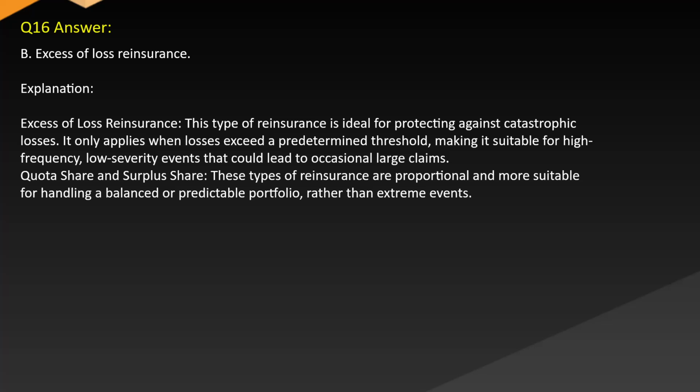Answer: B. Excess of loss reinsurance. Explanation: Excess of loss reinsurance. This type of reinsurance is ideal for protecting against catastrophic losses. It only applies when losses exceed a predetermined threshold, making it suitable for high-frequency, low-severity events that could lead to occasional large claims. Quota share and surplus share. These types of reinsurance are proportional and more suitable for handling a balanced or predictable portfolio rather than extreme events.